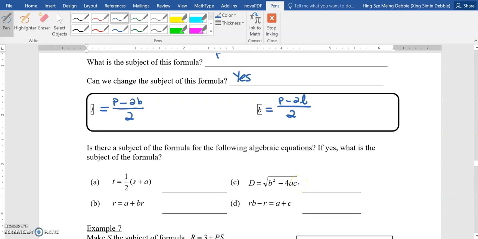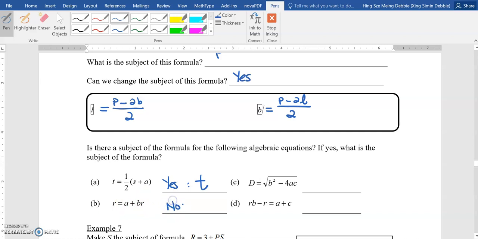Now, for the following formulas A to D, is there a subject of formula? If yes, what is the subject of formula? So for example, in A here, we notice that T is on one side, whereas on the other side you do not have any more T's to be found. In fact, there are other variables like S and A. We can say that this has a subject of formula, and the subject of formula is T. For part B, it is not a subject of formula, because if we say R is the subject of formula, there are R's over here as well.